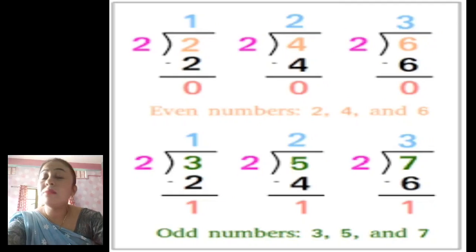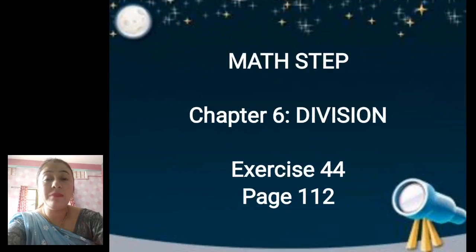And odd numbers are not divisible by 2. That means you can see if you divide 3, 3 is an odd number, right? So if you divide 3 with 2, the answer will be, remainder will be 1. Yes, so even numbers are directly divisible by 2 and the odd numbers are not divisible by 2.